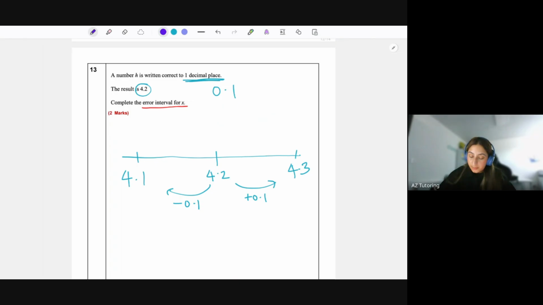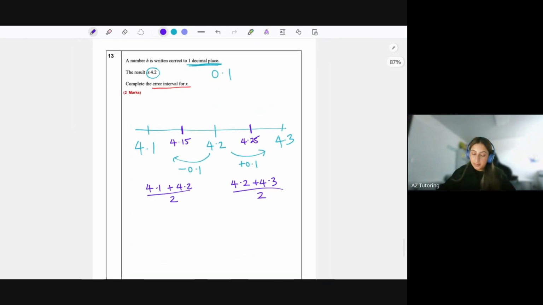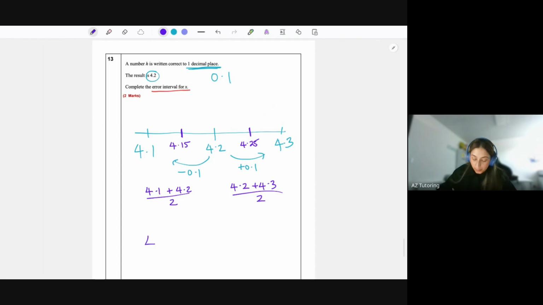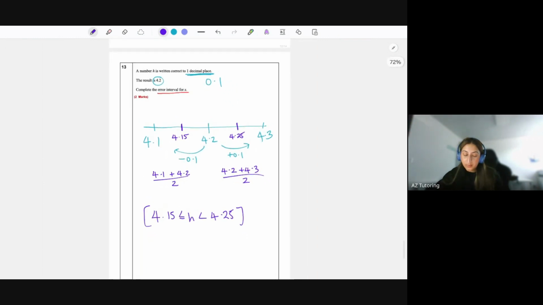And then all you need to do is find the middle value, and that will give you your error interval. If you can't see it, all you need to do is 4.2 add 4.3, divided by 2, that gives me 4.25. In this case, I'm going to do 4.1 add 4.2, divided by 2, that gives me 4.15. So my error interval is just 4.15, then h, and 4.25. Usually they will write this out, you just need to fill in the numbers, but that's not including this one.